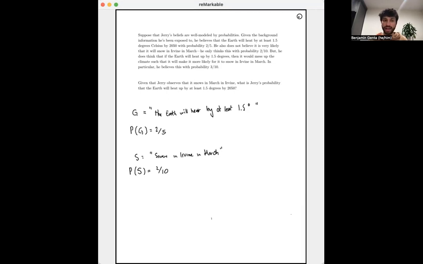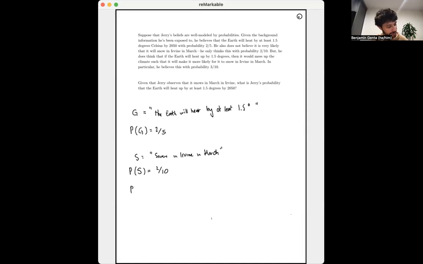But Jerry has this belief that if global warming is true, or that if the Earth will heat up by 1.5 degrees, then it would mean that the climate is messed up in a particular way that would make it more likely for it to snow in Irvine in March. So how do we write this? In particular, he believes this with probability 3/10.